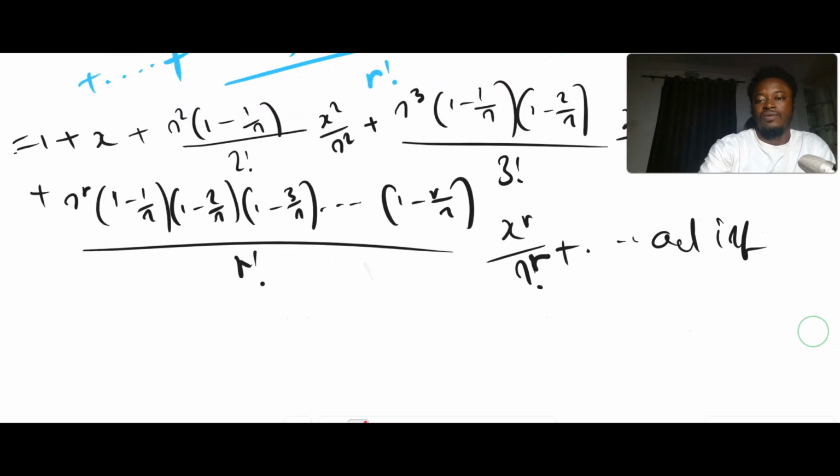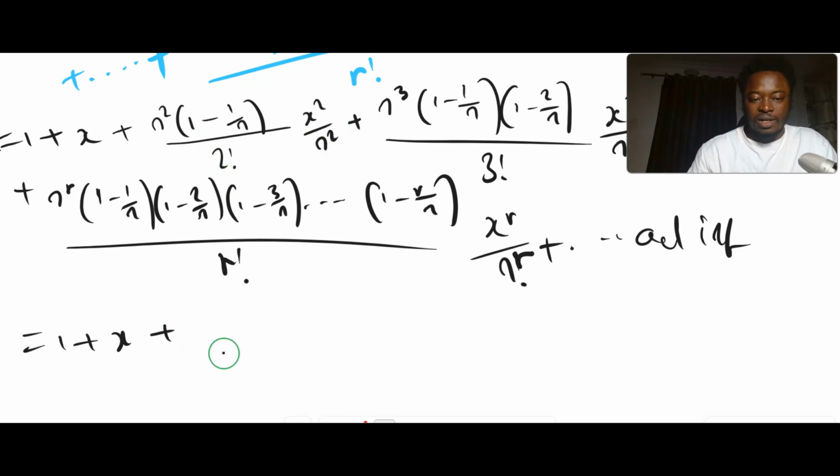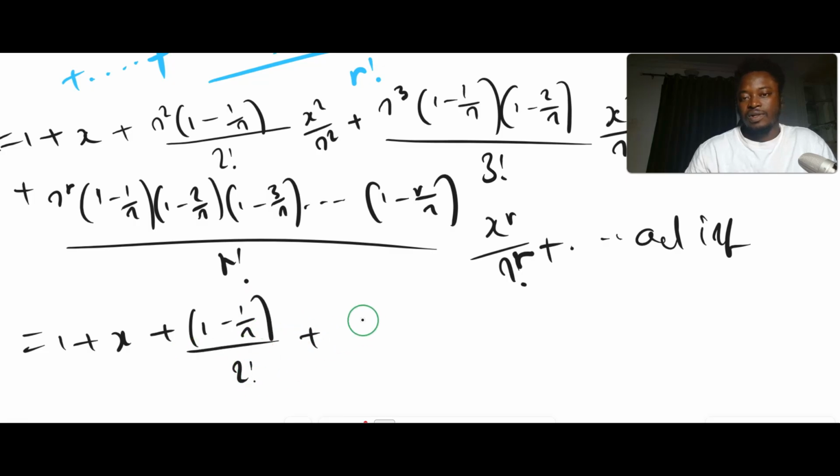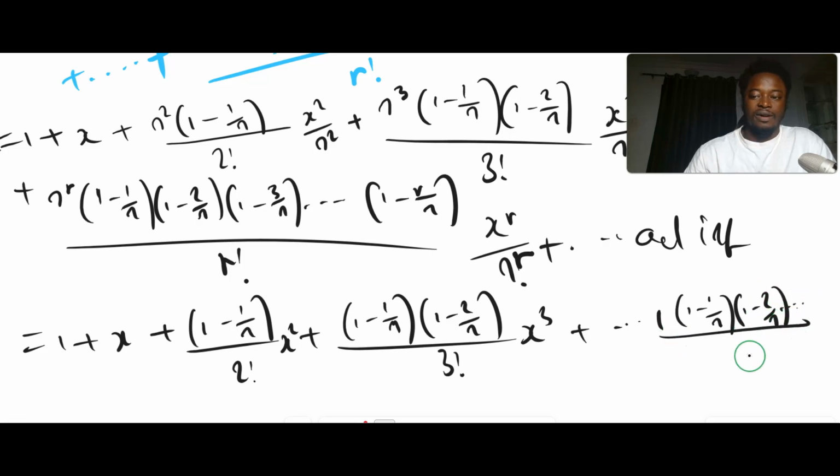Now we can say this equals 1 + x + (1 - 1/n)/2! x² + (1 - 1/n)(1 - 2/n)/3! x³, since the n squared cancels out, and so on up to the term with (1 - 1/n)(1 - 2/n) and so on, divided by r!, times x to the r.